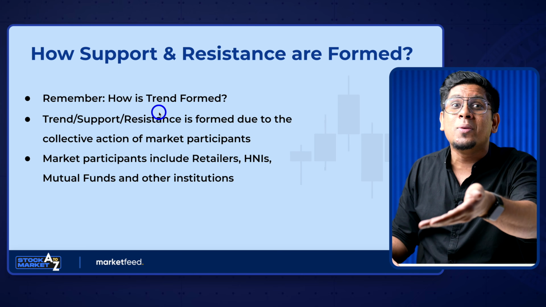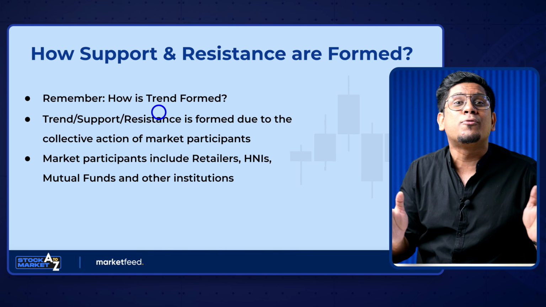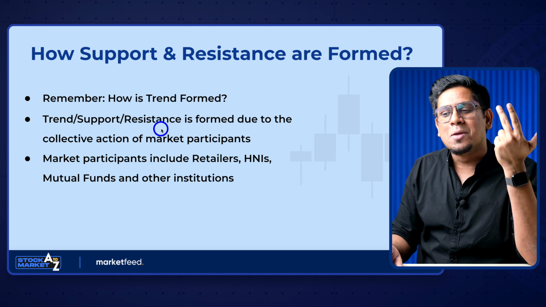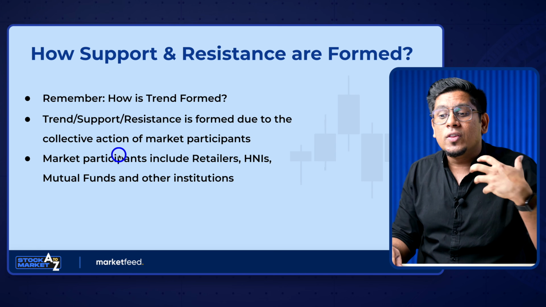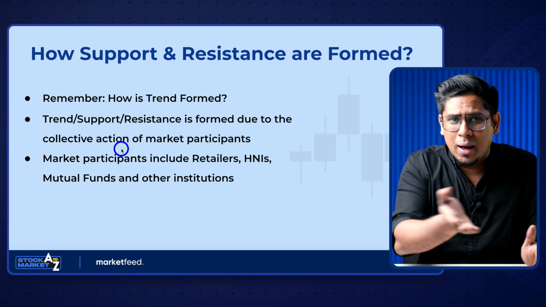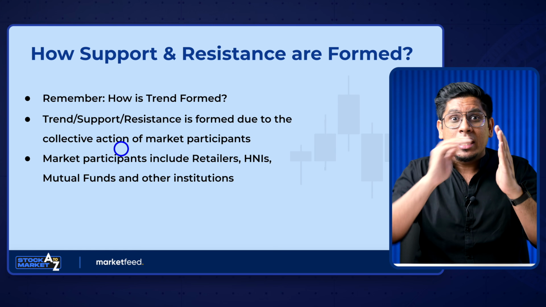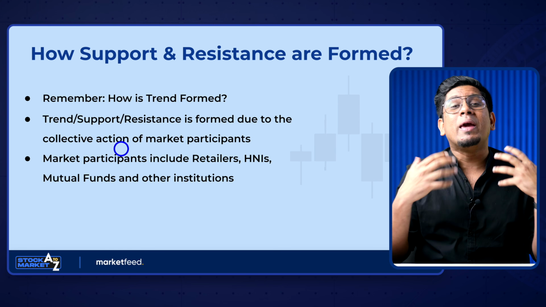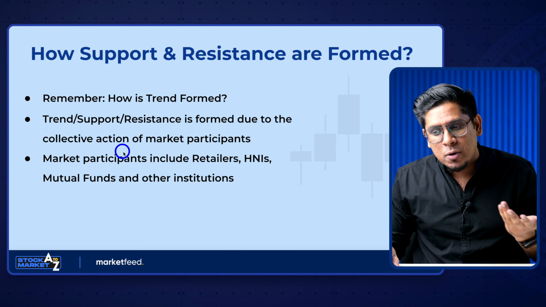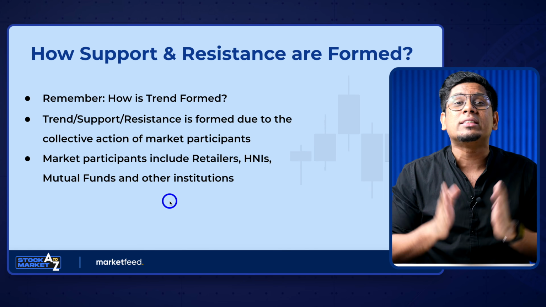Remember how a trend is formed? In the trend video, we took some time to discuss how trends are formed. The answer is the same. What is the answer? Let it be trend, let it be support, let it be resistance, everything is formed due to the collective action of market participants. I touched upon this maybe 3, 4, 5 minutes ago. It is the same because the stock market, trading, stocks, price moves, everything is basically controlled by the collective action of different market participants, which include retailers, HNIs, mutual funds, and all other institutions who are trading and investing in the market.